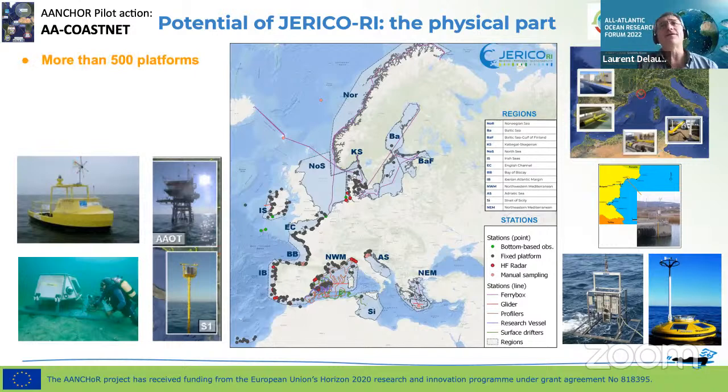The JERICO-RI research infrastructure is made of more than 500 platforms that can be some pattern-based observatories, some fixed platforms, some high-frequency radar, some manual sampling, and as well some ferry box lines, gliders, profilers, coastal profilers, of course, research vessels, and surface drifters.